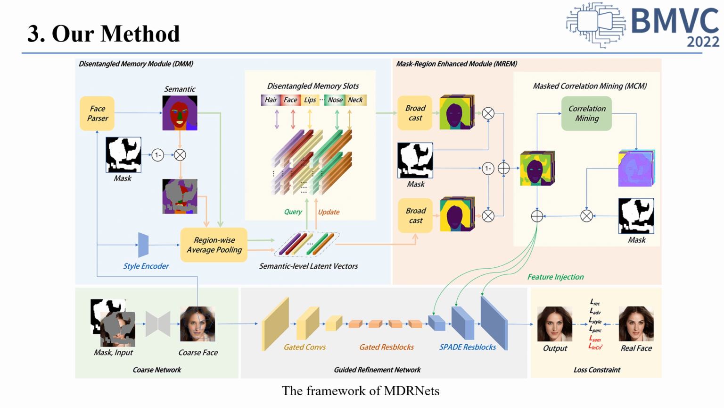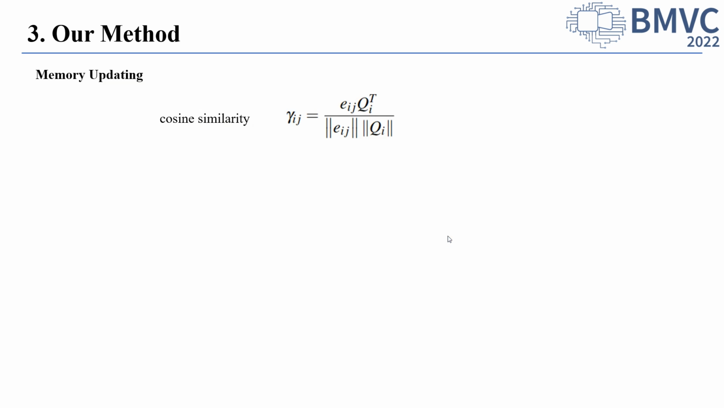Let me briefly introduce how to update memory. To begin with, we compute the cosine similarity between the latent vectors of the coarse face and the corresponding memory slots. Then, we retrieve the memory slot which is most relevant with the latent vectors of the coarse face in each training batch. To ensure the authenticity of the memory, we use the non-corrupted latent vector from the non-corrupted regions in each training batch to update the most relevant memory slot.